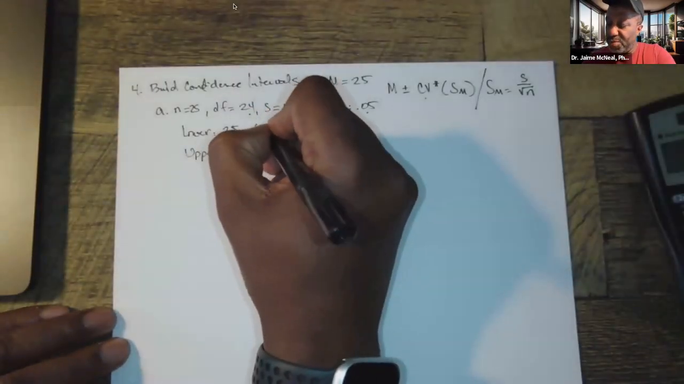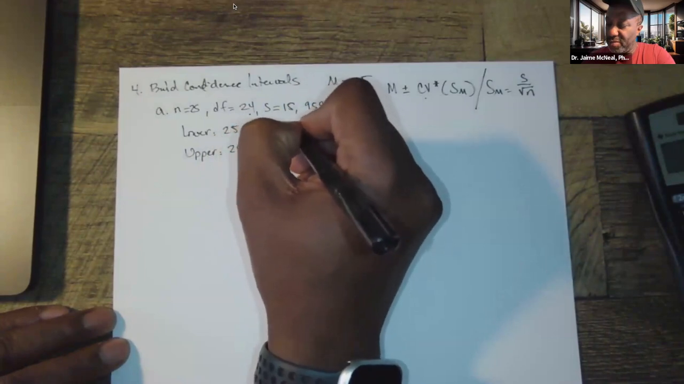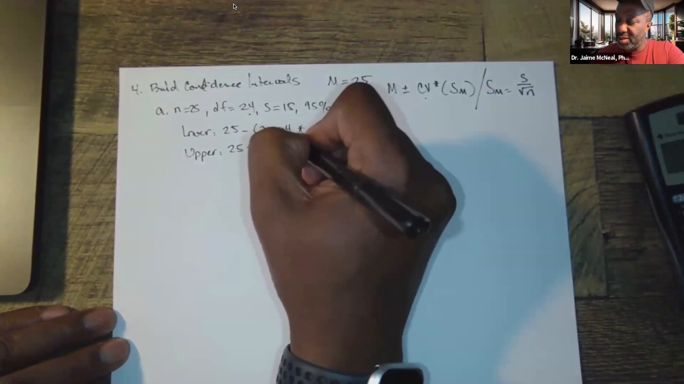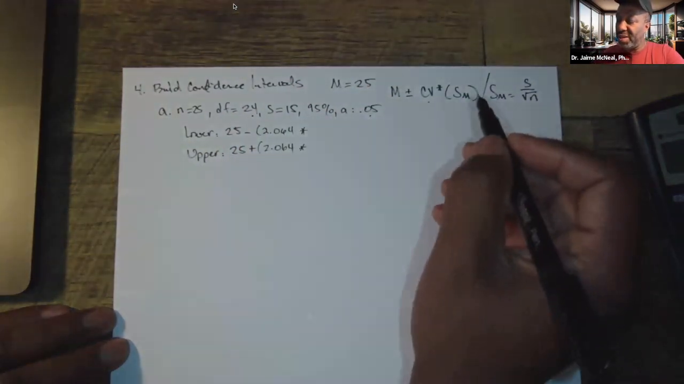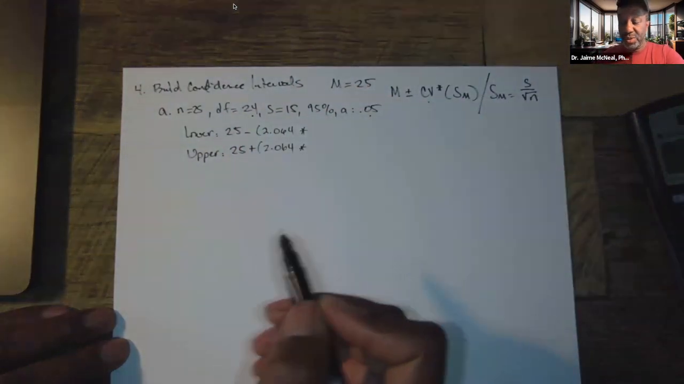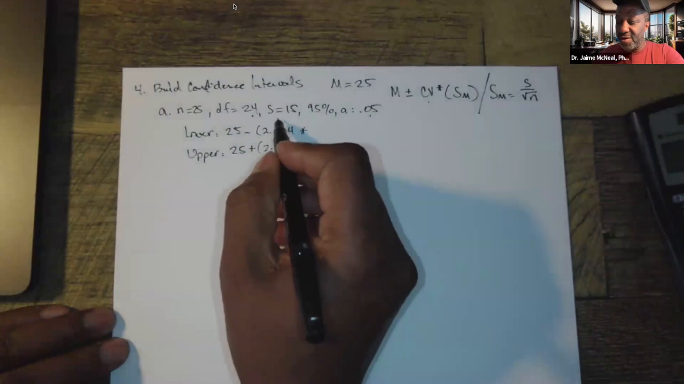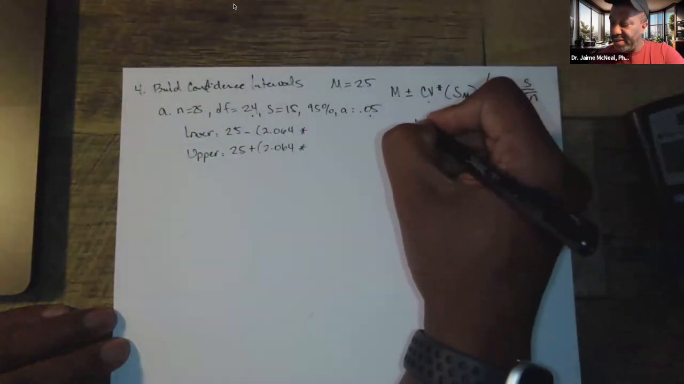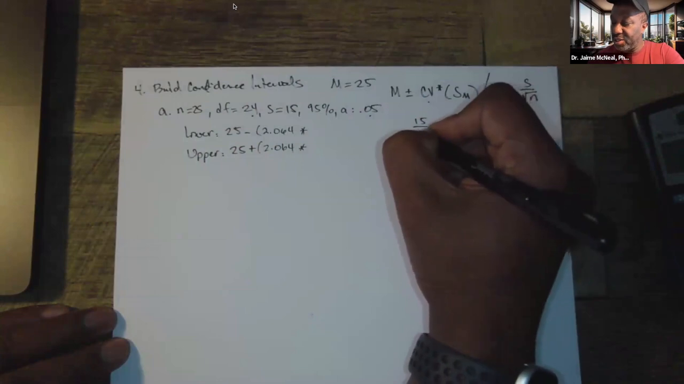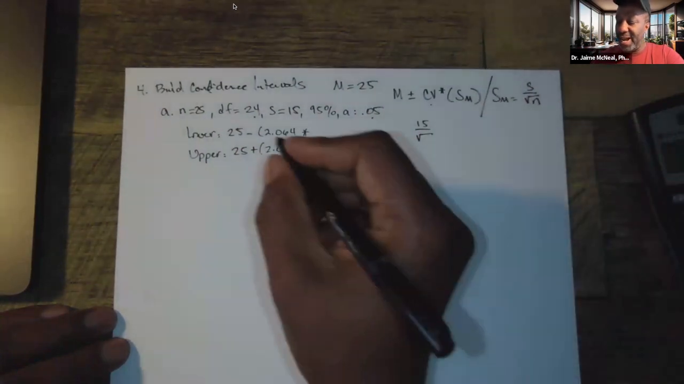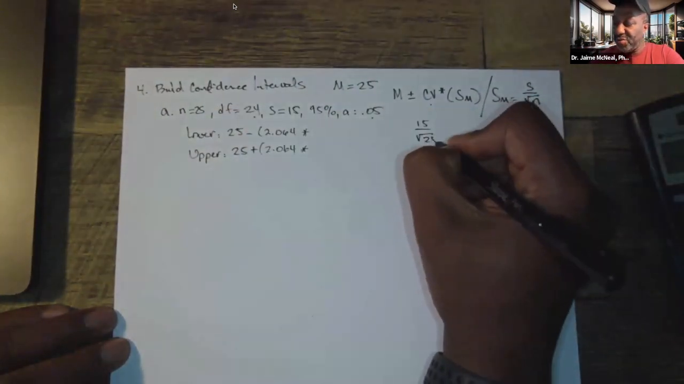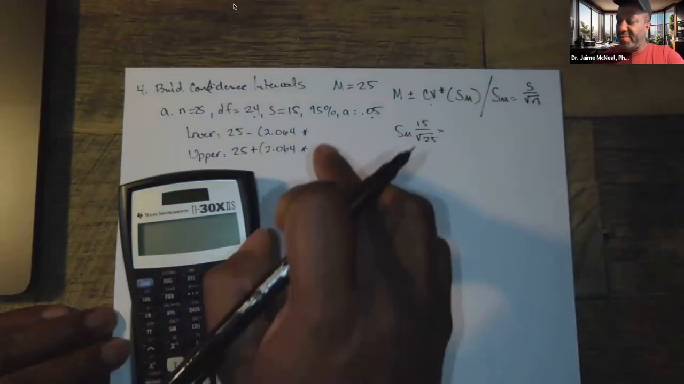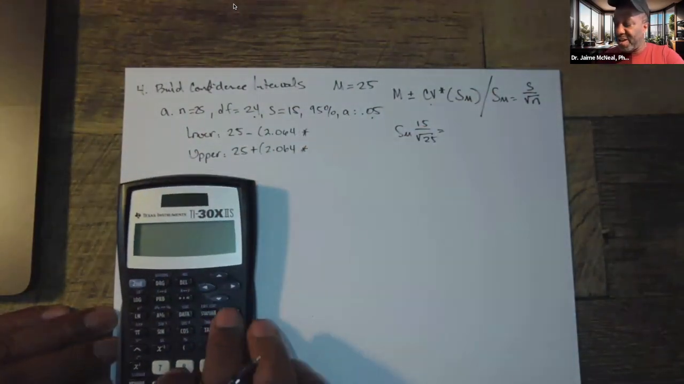So 2.064. Now we need to know the standard error, which we don't. But the standard error formula is the standard deviation divided by the square root of n, and n is 25. So if we figure out what the standard error is, we can figure out what we're multiplying the critical value by.